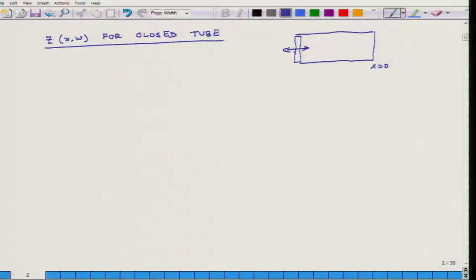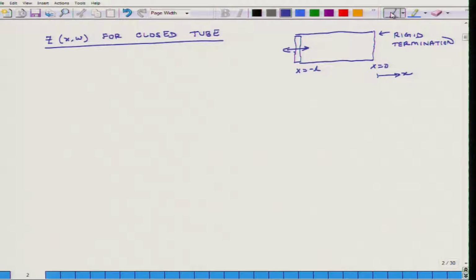So, a closed tube looks something like this. At x is equal to 0, this is a rigid termination. This is x is equal to minus L, and our positive x direction is going towards the right, starting from the rigid termination end. We should know what is it that we are trying to achieve.